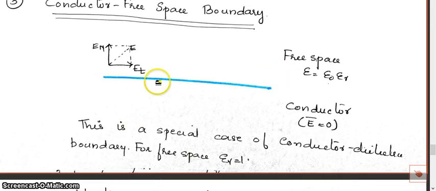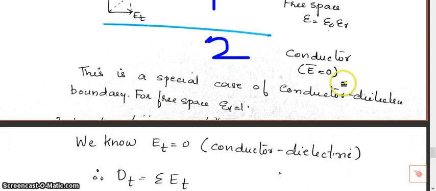Here this is a boundary, the first medium is free space and the second medium is conductor. In the conductor, the electric field is equal to 0. For free space, epsilon is equal to epsilon 0 epsilon r. Now this is a special case of the conductor dielectric boundary. For free space, epsilon r will be equal to 1. In the case of a dielectric, this epsilon r will be a particular value. It depends upon the material we are using.